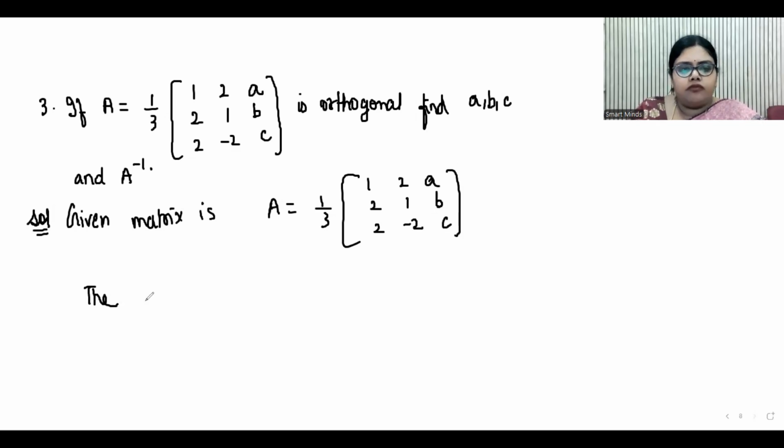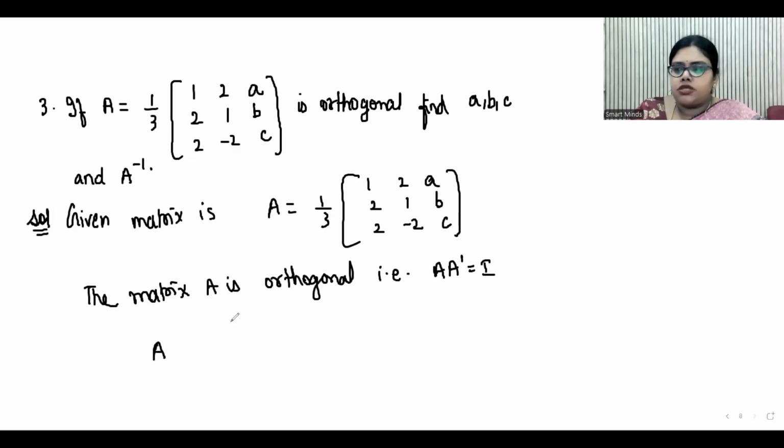Now what is the condition for orthogonal? The matrix A is orthogonal, that is A A dash is equal to I. Here A dash is the transpose of A. Now what is A dash? A dash is equal to 1 by 3 into, now write rows as columns, so [1 2 2; 2 1 -2; A B C].